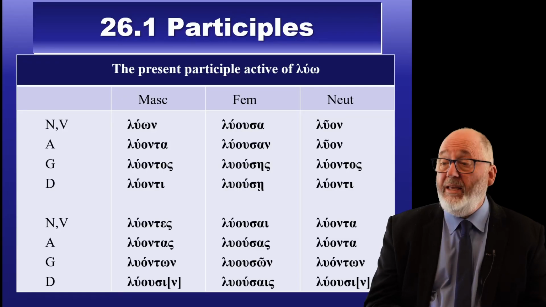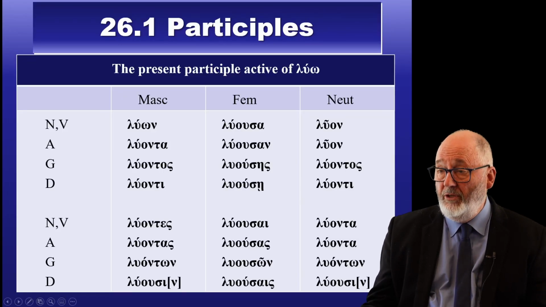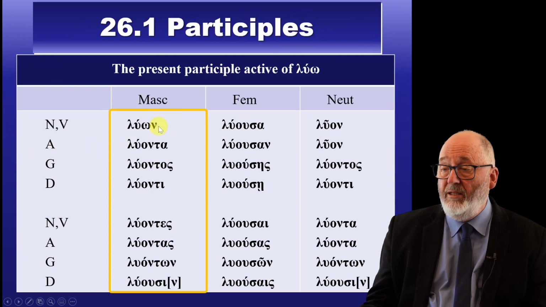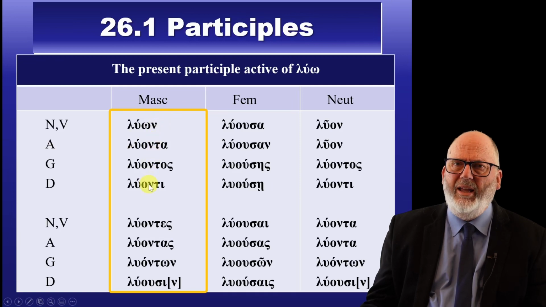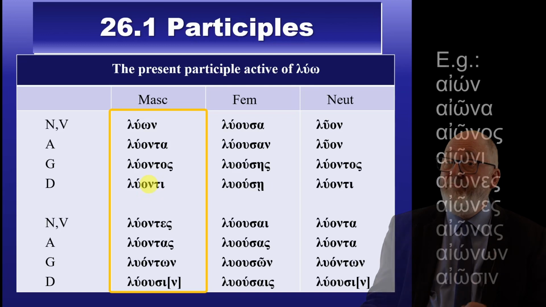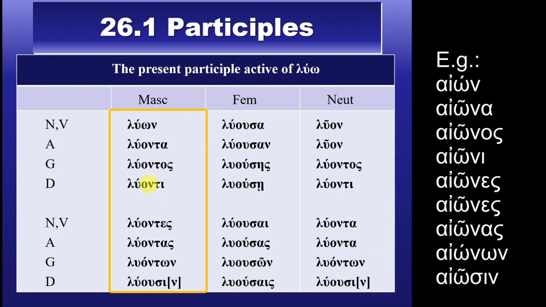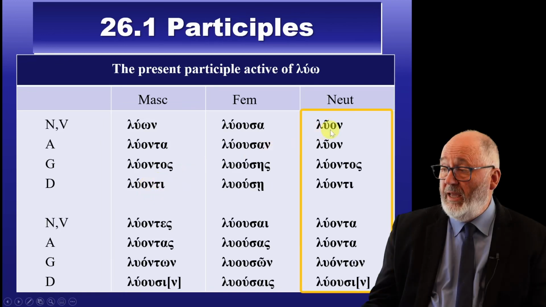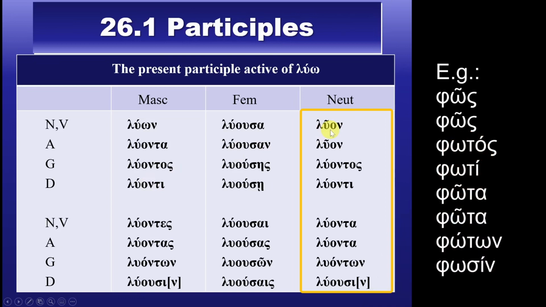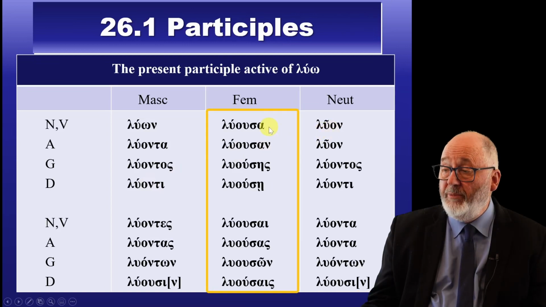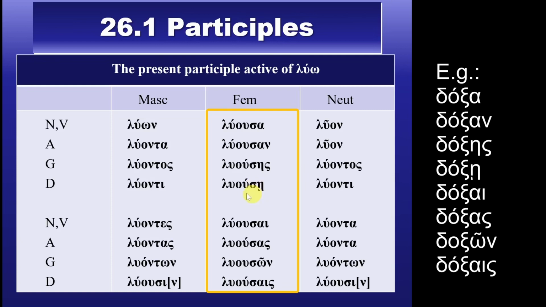So how are participles formed in the Greek New Testament? Well, here is the present participle active of luo. And if you run your eye down the masculine column, you will see luon, luontos, luonti. And you will probably recognize that these are the endings that are used of third declension nouns, both masculine and feminine. And if we look at the neuter, we will see endings that are not dissimilar to the neuter third declension endings. And if we look at the feminine, sa, san, say, etc., they are like the first declension feminine noun endings.